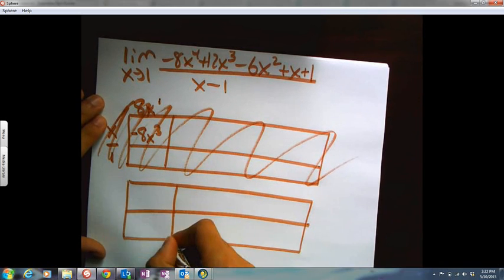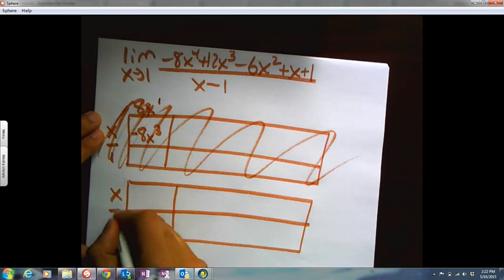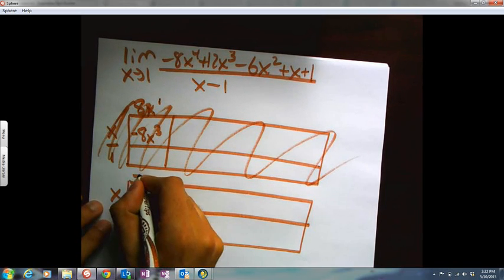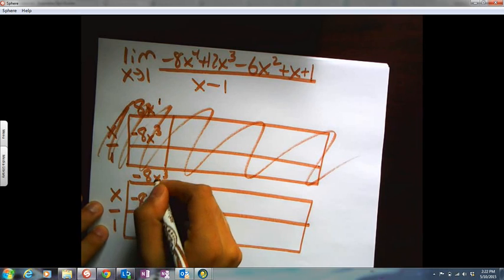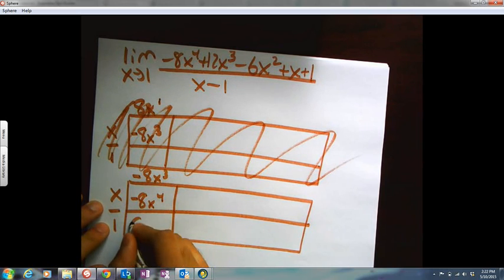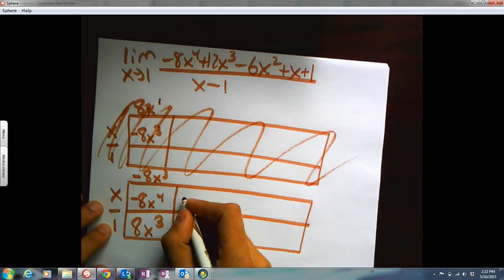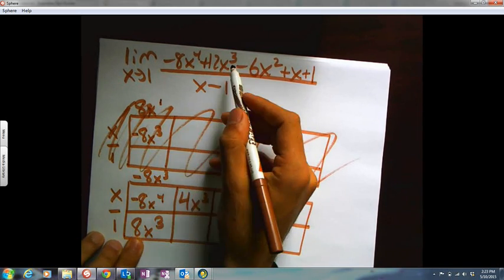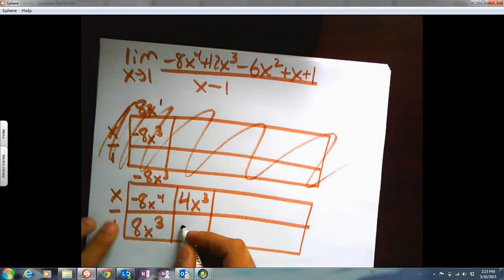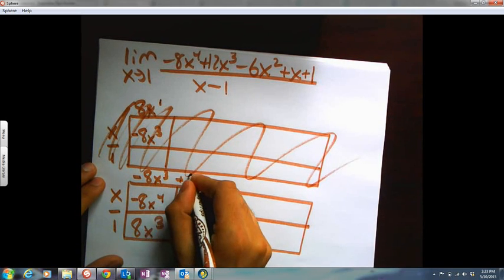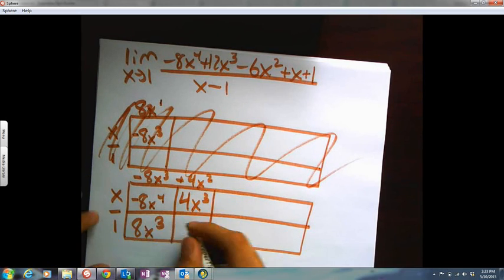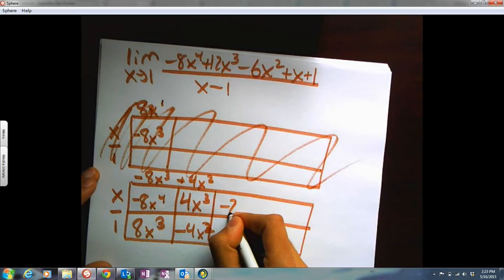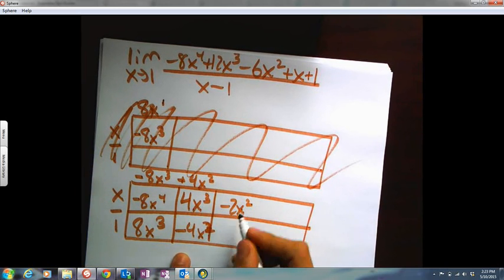So here's x minus 1. If I need this to be -8x to the 4th, how do I get that? Well, this needs to be -8x cubed. So -8x cubed times -1 becomes +8x cubed, which means this needs to be 4x cubed. Why? Because 8x cubed plus 4x cubed is 12x cubed. So if this is 4x cubed, what does this have to be? This has to be plus 4x squared, so this is -4x squared. So this needs to be -2x squared. Why? Because -2x squared plus -4x squared is -6x squared.